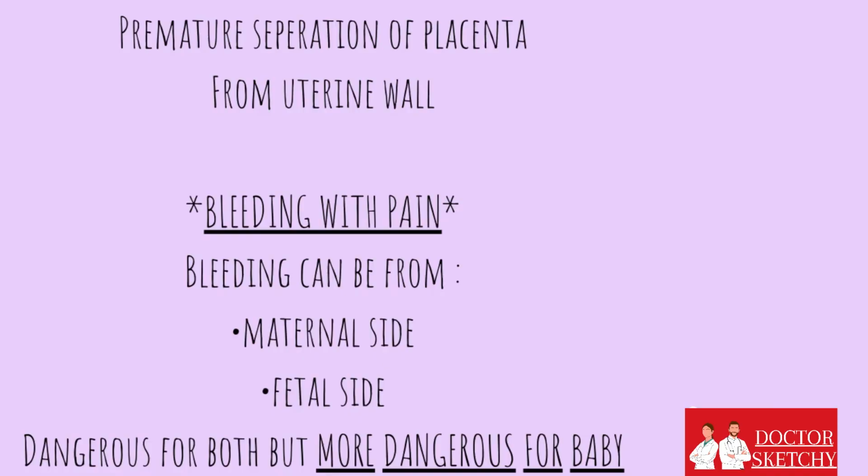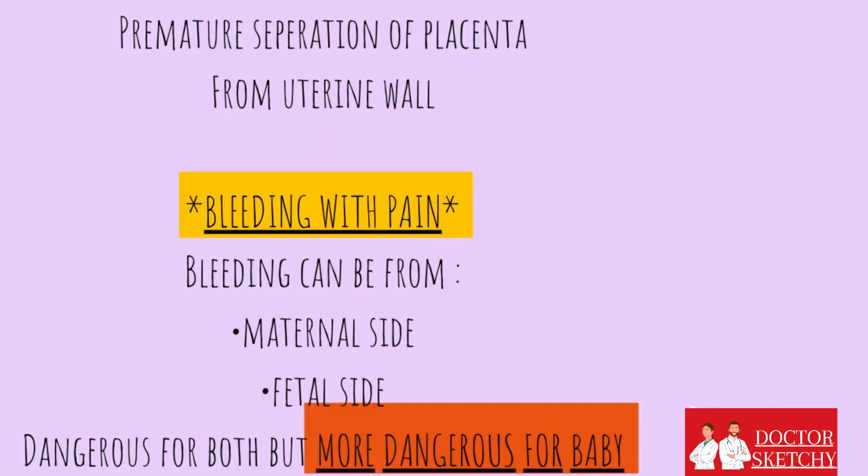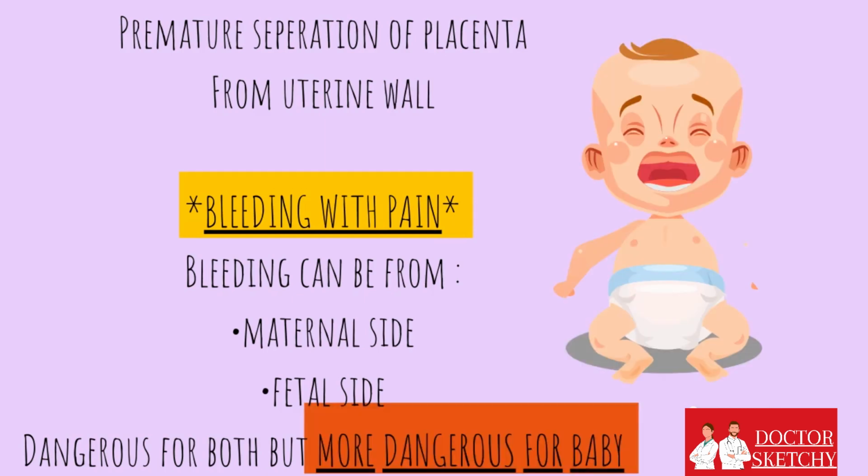What is placental abruption? It is the premature separation of the placenta from the uterine wall. It results in bleeding with pain. Bleeding can be from the maternal side or the fetal side. Although it is dangerous for both, it is more dangerous for the baby.